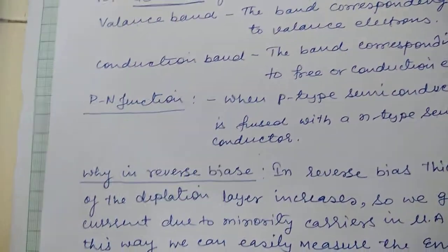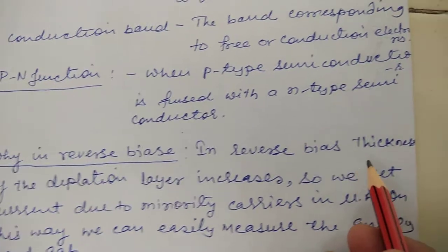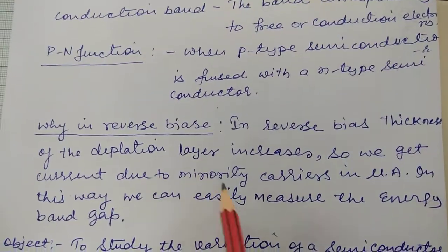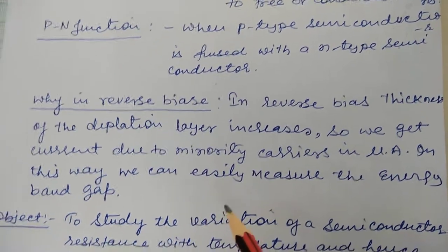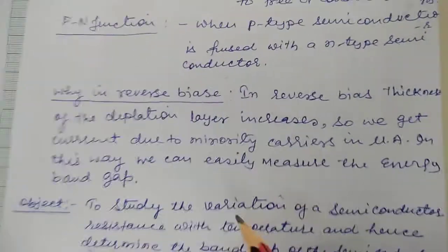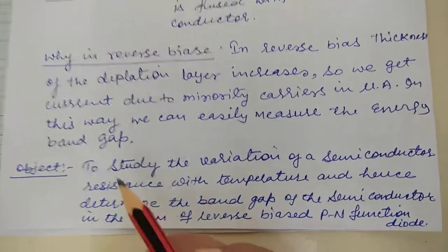Now, why do we put it in reverse bias? Since in reverse bias, the thickness of the depletion layer increases, so we get current due to minority carriers in microampere. In this way, we can easily measure the energy band gap.